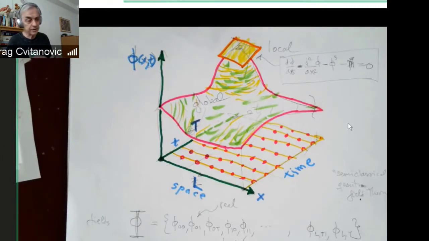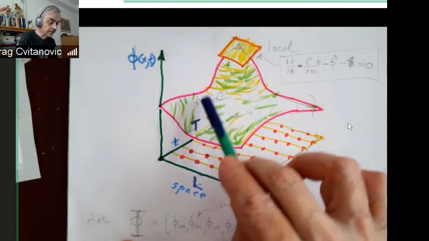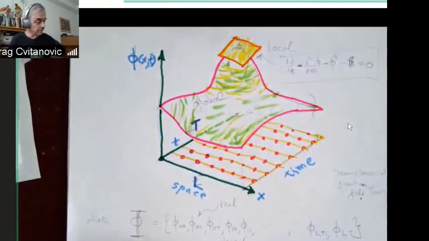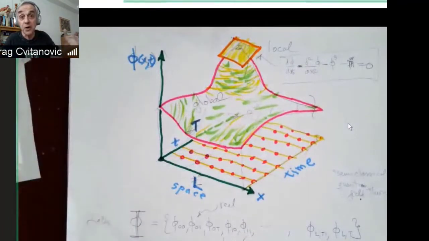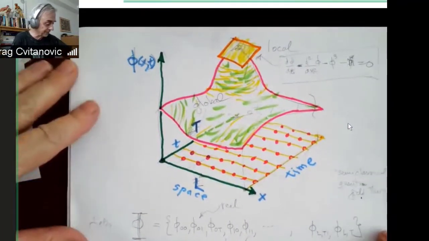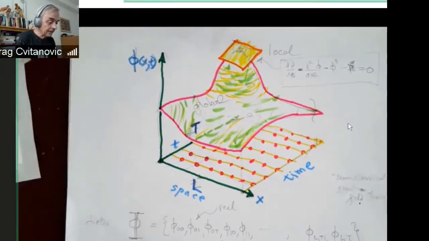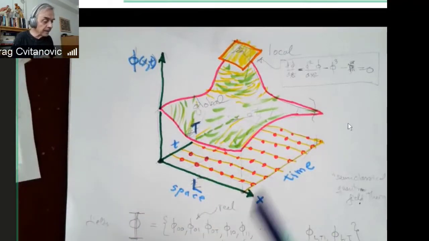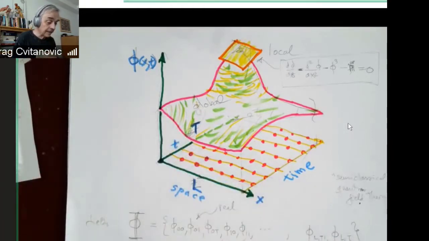Now, the important part of this picture is that the function is smooth, it's differentiable. It might be even holomorphic or meromorphic, who cares? And it could be a set of functions. It doesn't have to be one. But the simplest one is the so-called scalar function.